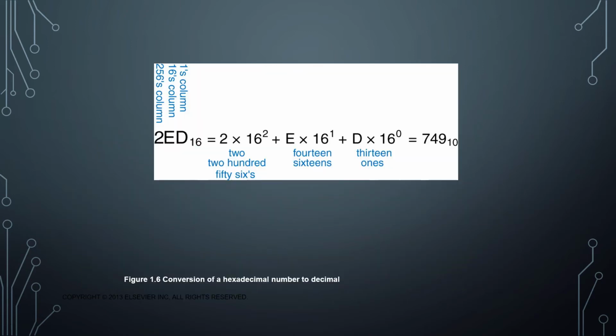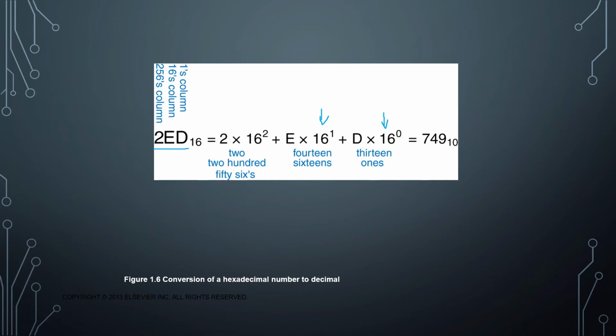We saw the place value breakdown before of the decimal and binary system, so now we're going to take a look at the place value breakdown of the hexadecimal number system. This number may look kind of funny to you right now, 2ED, but that'll make sense shortly. What we're seeing is that we're just using a different base, right? So 16 to the power of 0, 16 to the power of 1, and so on.